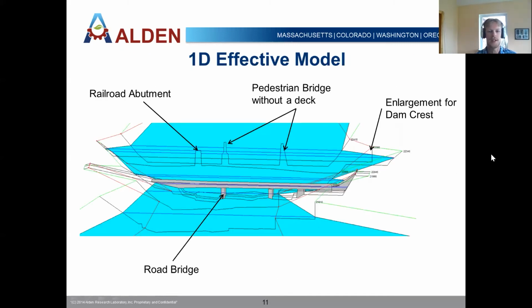So here's the 1D effective model. And there's a couple pertinent features here you can see. On the left, you can see this is what was called a railroad abutment in the model. You have two abutments that correspond to a pedestrian bridge without a deck. And then also kind of significant is you have this approach flow where you see there's a general channel width, but then at the cross section where the dam crest is, it gets much wider. And then downstream below, it gets much narrower as it flows under a road bridge.